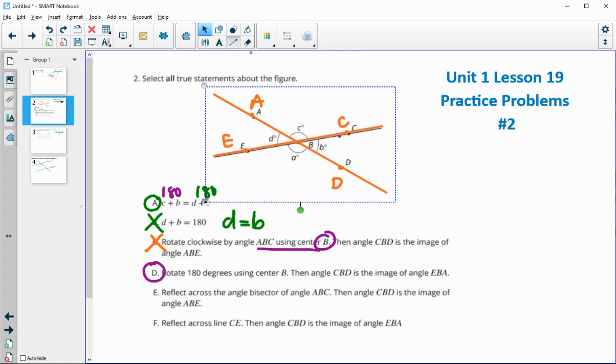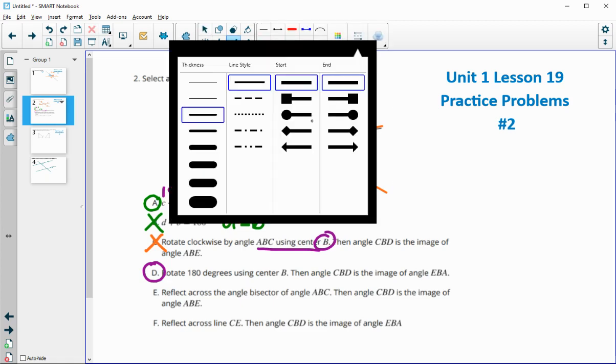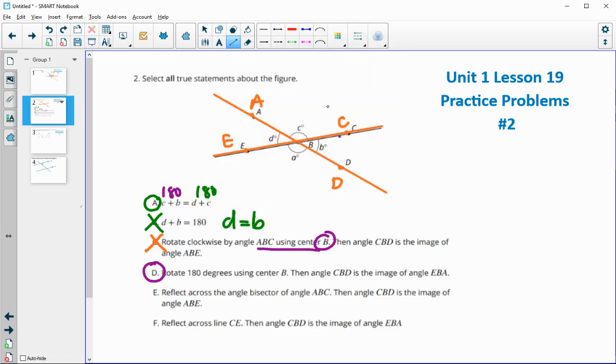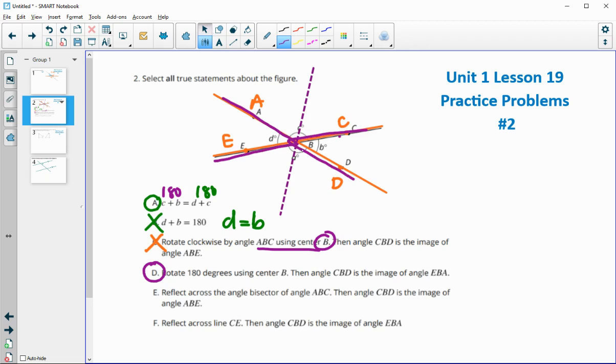So reflect over the angle bisector. This one's going to be harder for me to show you on the screen because I can't really fold it. But we'd be doing it over the angle bisector of ABC, which is right in the middle. If you were folding on tracing paper, then this ray here or this angle here would go directly over here when we flip over that angle bisector. So then our CBD and ABE are images of each other.